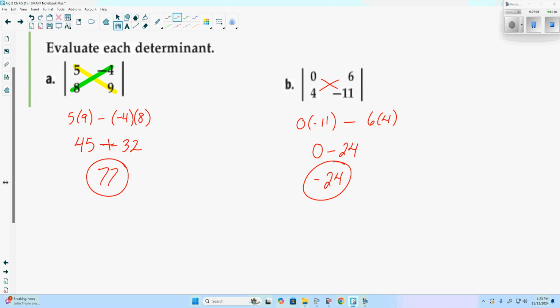So our diagonal going down from left to right is first, and we subtract from it the diagonal going from right to left.